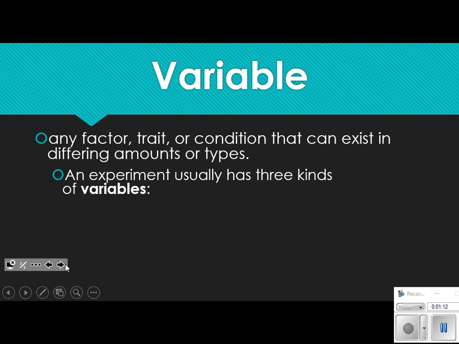We have three different types of variables that we're going to talk about today. Three different types of variables. What do you think they are? Any guesses? How about the other three blocks or doors you have? How about an independent variable, a dependent variable, and a control? So a variable is any factor, trait, or condition that can exist in different amounts.